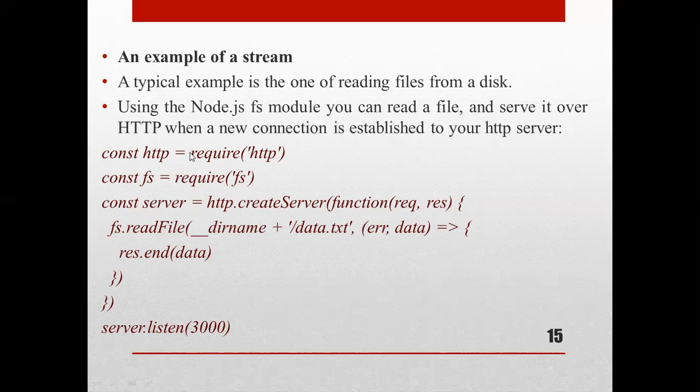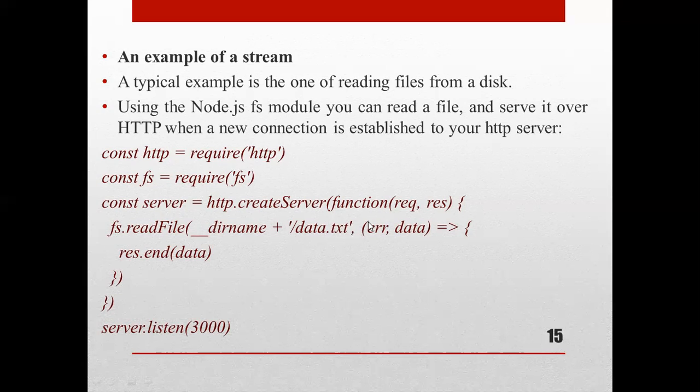Here, const http equals require function will import the http module. Then another constant fs will import the fs module, the file system module. Then const server equals http.createServer. Inside we have written a function having parameters request and response. Inside that we have written the method of the fs module, fs.readFile. Inside that we read the file name, the directory name plus data.txt, and the data of that file.